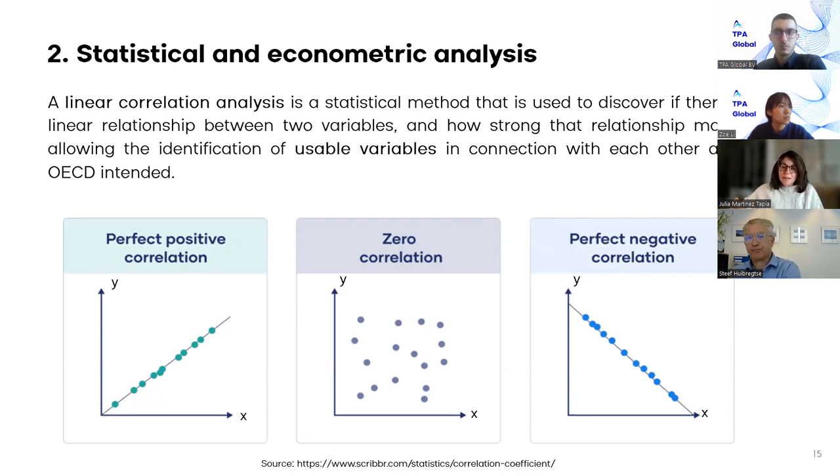But that's the idea. There is a negative correlation when you've got an opposite tendency in the relation between these two variables. And if there is no relationship between these two variables, you've got a zero or a low linear correlation, which is represented in this plot in the middle. We can go ahead.